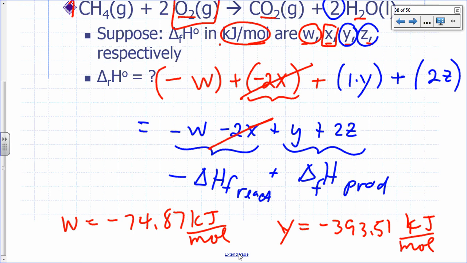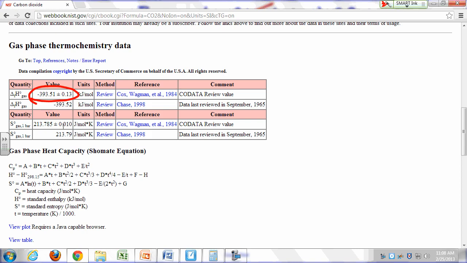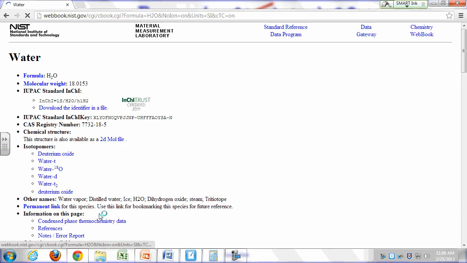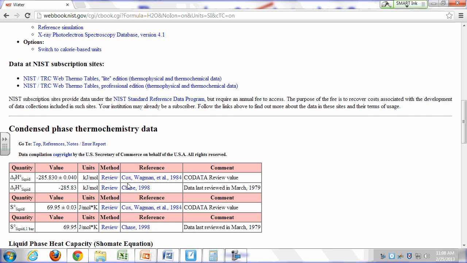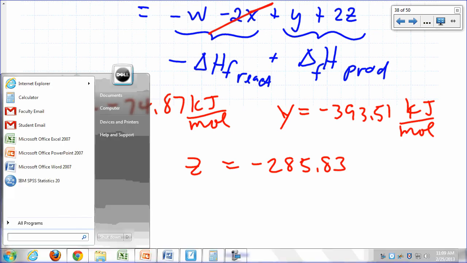What else do we need? Water. So let's search for water. So H2O. And then we want condensed phase, right? So check condensed phase over here. Search. And the value for H2O liquid is negative 285.83. So our Z is negative 285.83. And what would it be for oxygen again?